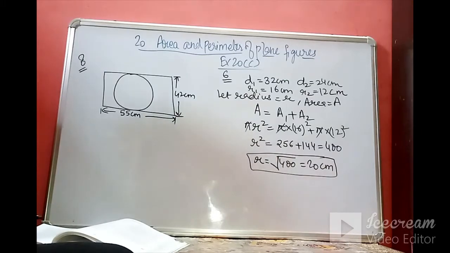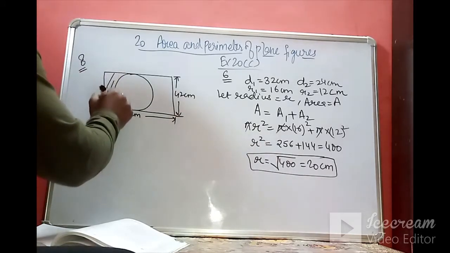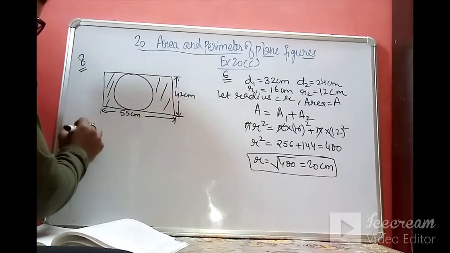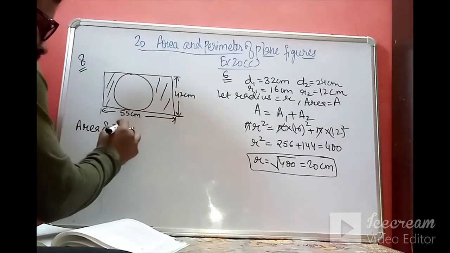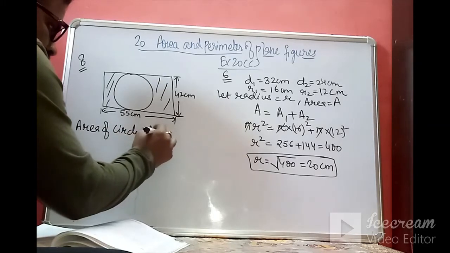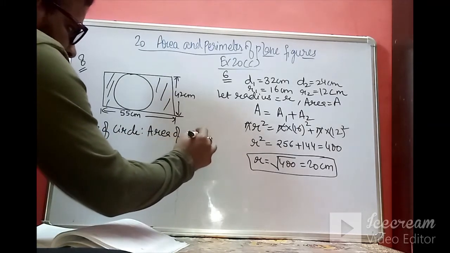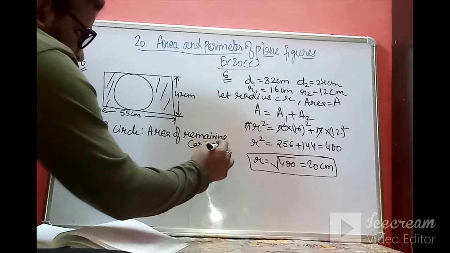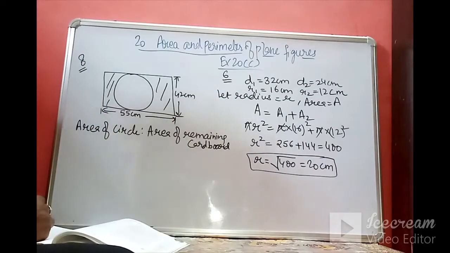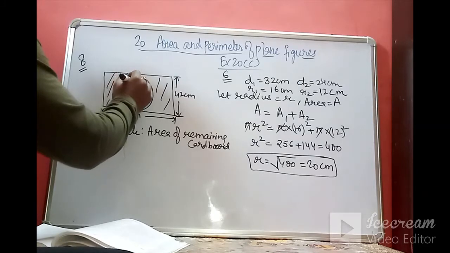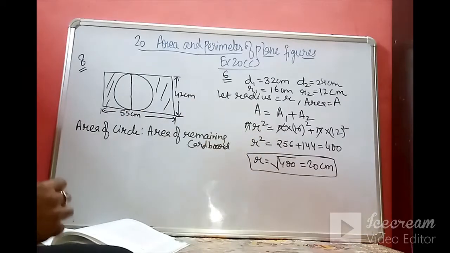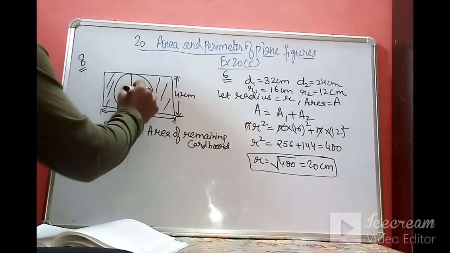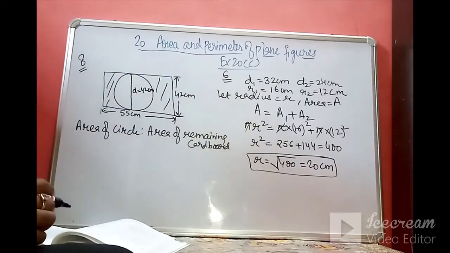Okay, so we have to find the ratio of the area between area of the circle cut, that is this area, and the area of the remaining cardboard, that is this area. So we have to find what? Area of circle is to area of remaining cardboard. Okay, this we have to find in this problem. So if you see very carefully, the breadth of this rectangular cardboard becomes the diameter of this circle, that is 42 centimeter, is it?